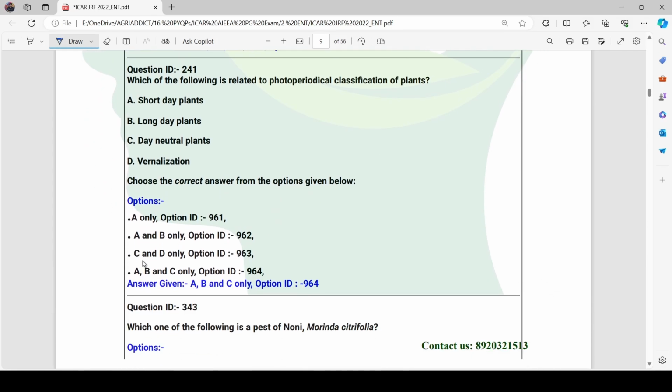Which of the following is related to photoperiodical classification of plants? So photoperiodically plants are classified into 3 types mainly. That is short day plant, long day plant and day neutral plant. Vernalization is not a photoperiodical classification of plant. So option 4, that is A, B, C only is the correct answer.